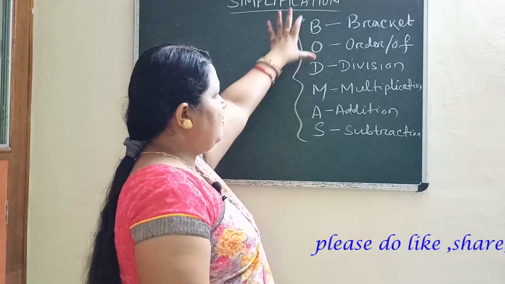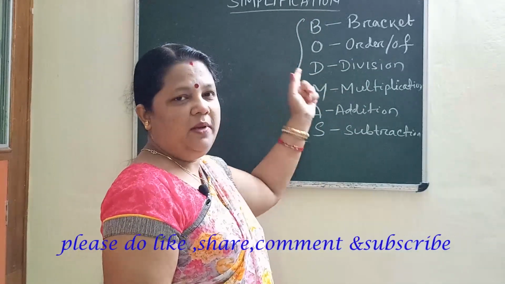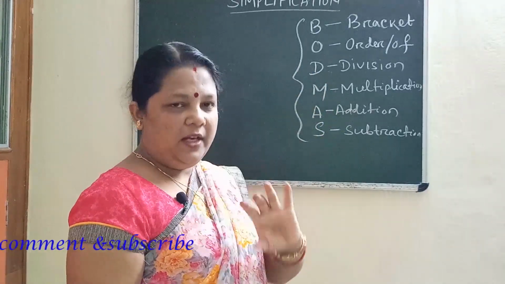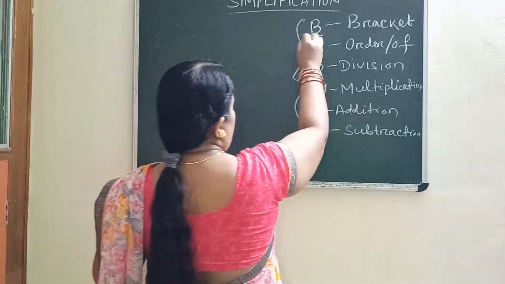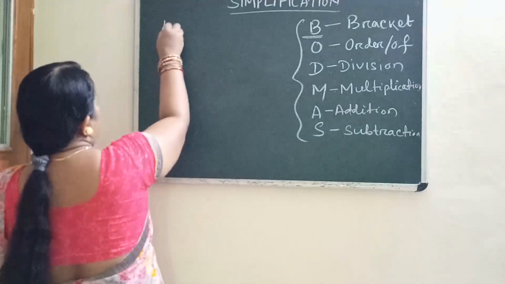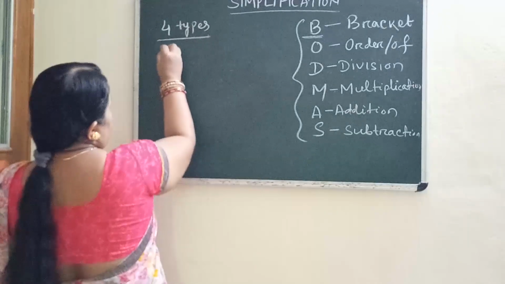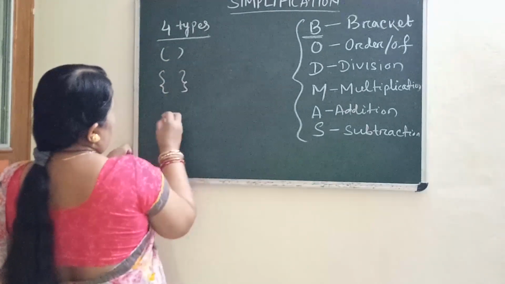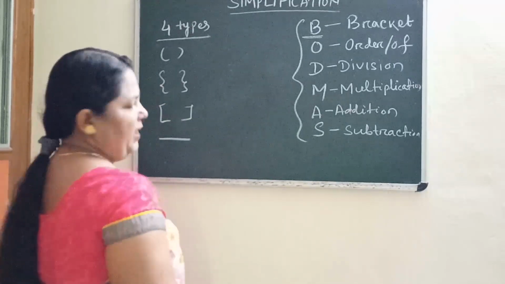When we are using all these operations in one problem, how to simplify this to get a single value or single answer. Okay, so first we will discuss this bracket. There are 4 types of brackets. This is one bracket, this is one bracket, this is one bracket, and this is one bracket.